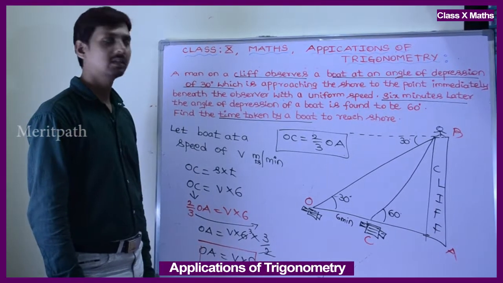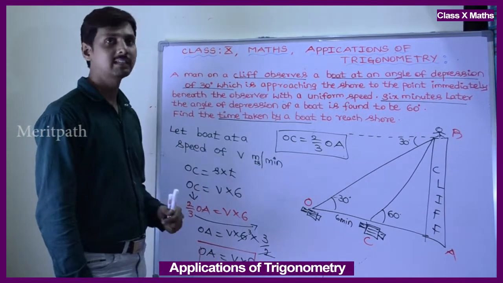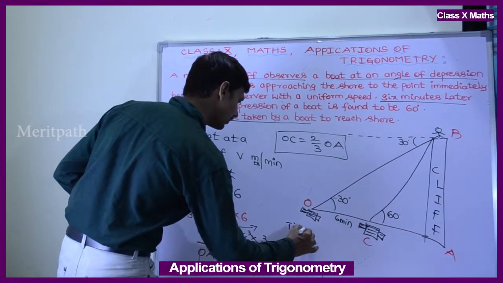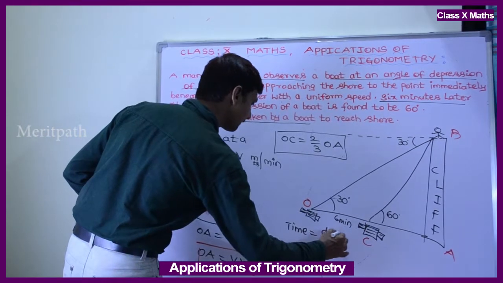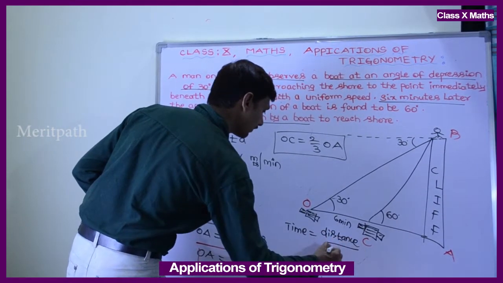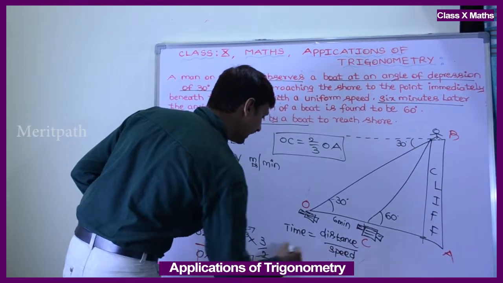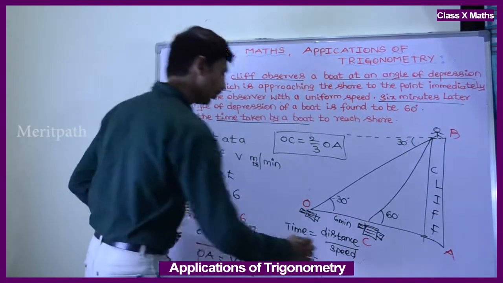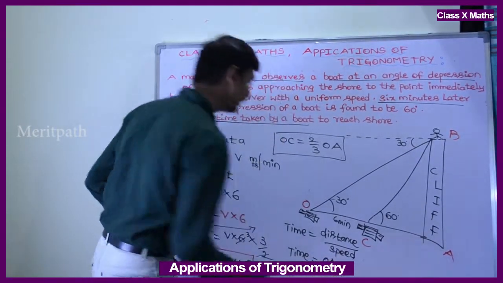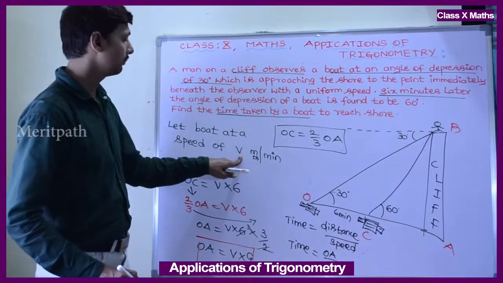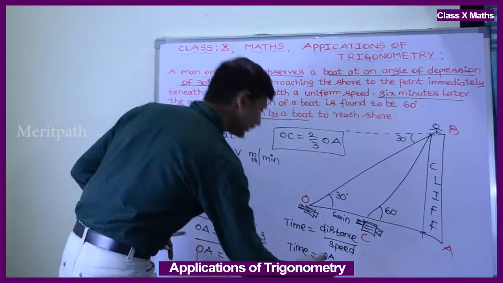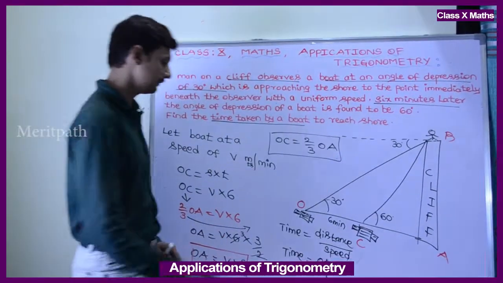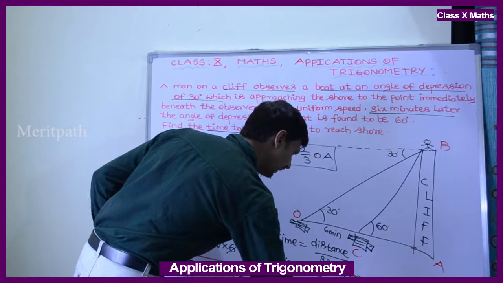So we need to find out the time taken by the boat to reach the shore. That is, time is equal to distance by speed. We know the distance OA. Distance is OA divided by speed. Speed we have taken as V meters per minute. We know that the value of OA is V into 9, so time is V into 9 by V.